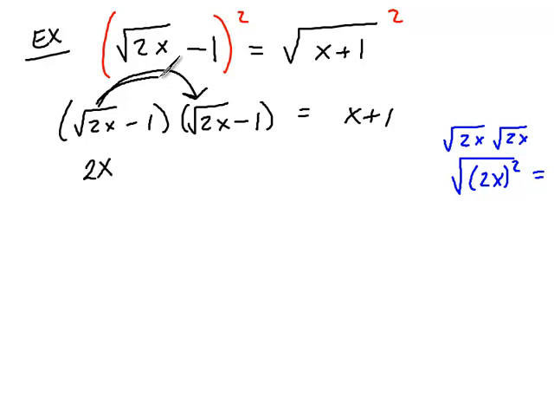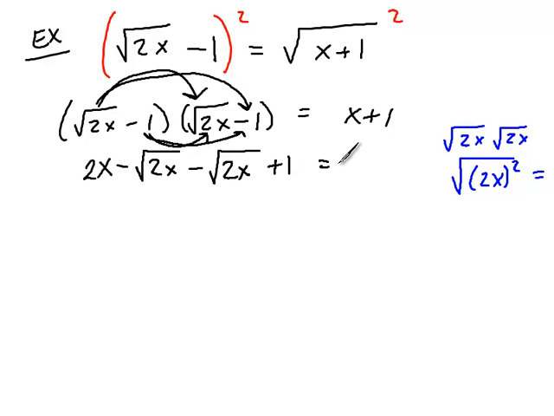And then root 2x times negative 1 is negative root 2x. And we multiply here, we get the same thing. Negative 1 times negative 1 is positive 1. Okay. And then if we combine like terms, these are like radicals. We have negative 1 minus 1, so we have negative 2 root 2x.